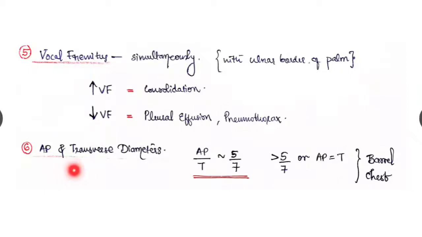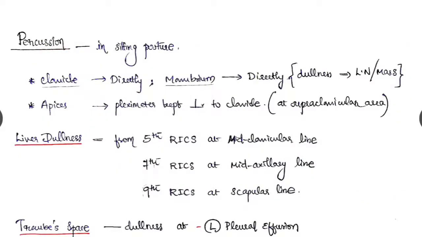Next, the anterior posterior and transverse diameters we have to measure. The anterior posterior and transverse diameter ratio is approximately 5/7. If they are equal, or if the ratio is more than 5/7, it is more suggestive of barrel chest. Next is the percussion, which we do in sitting posture.